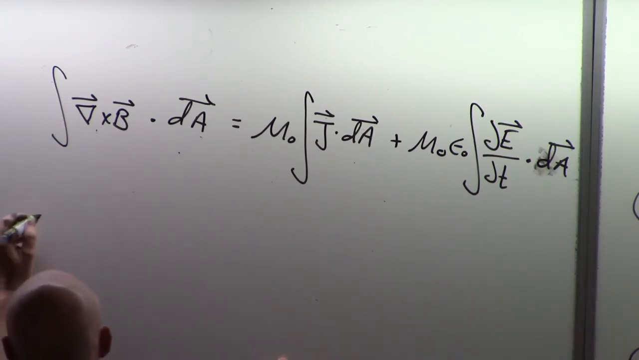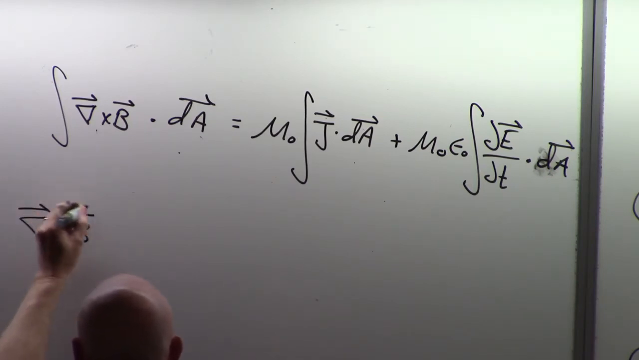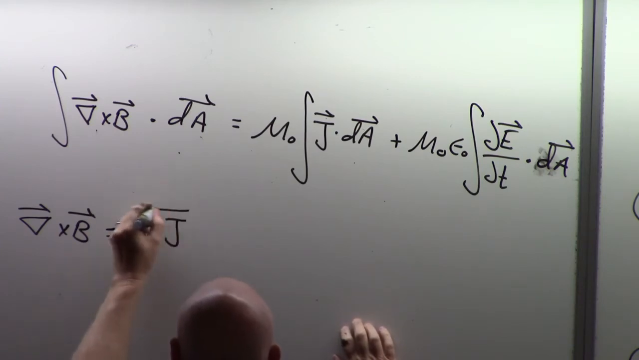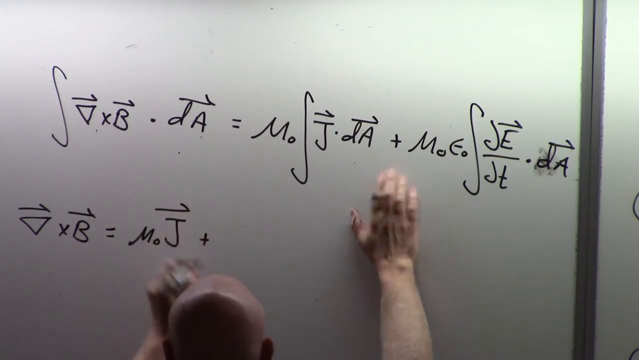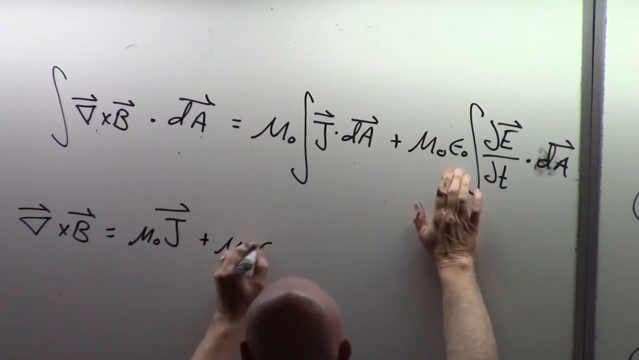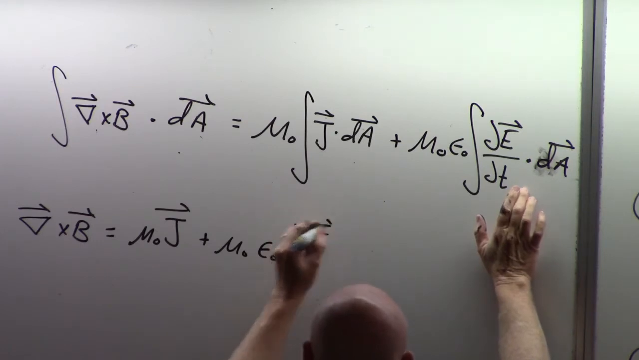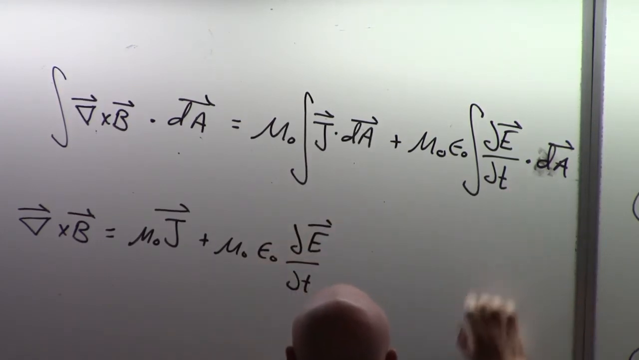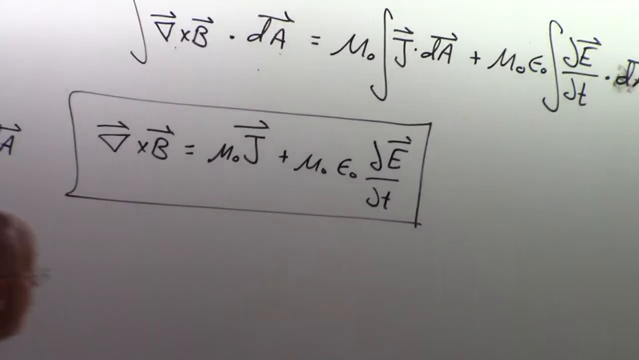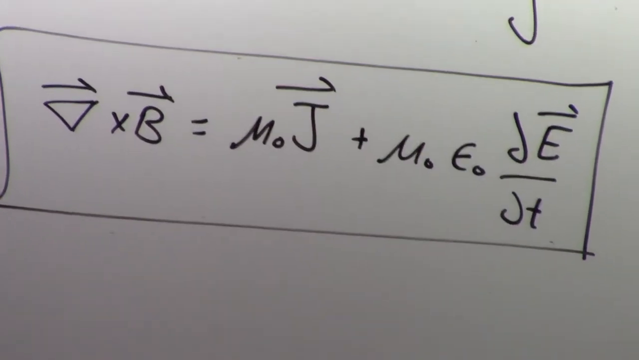And so this says that the curl of the magnetic field is equal to mu naught times the current density plus mu naught epsilon naught, the permeability of free space and the permittivity of free space, times the changing electric field with time. And so this would be the fourth of Maxwell's equations, but written in its differential form.